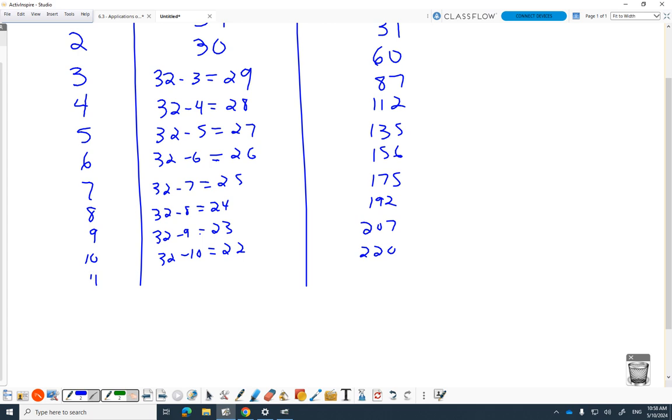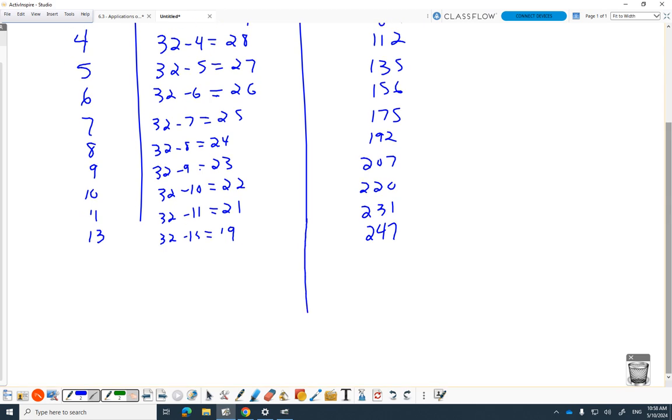Coming up, 11, 32 minus 11, 21. 11 times 21 in my head, that's 231. 13, 32 minus 13, which is 19. 13 times 19 in my head, it's 247. Still going up? Will this never end? 14. 32 minus 14, which is 18. 14 times 18, 252. Still going up, but not as much.